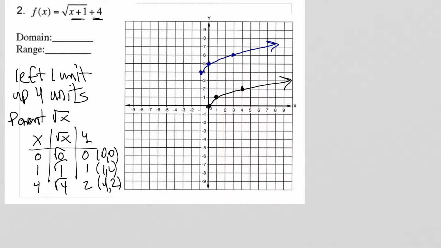Let's get the domain and range. All right, this domain is definitely restricted. The lowest x I see here is at -1, with a bracket to positive infinity. The range, the lowest for the y, is at 4, bracket, positive infinity.